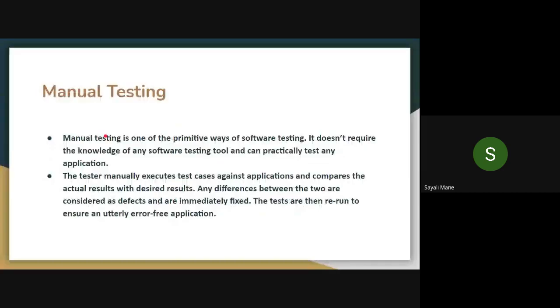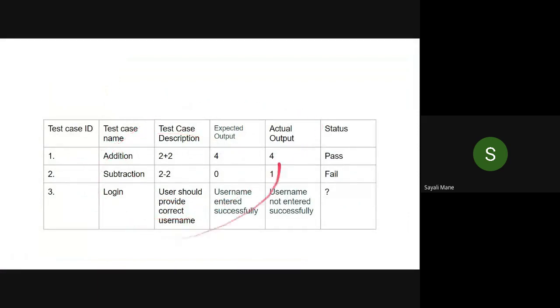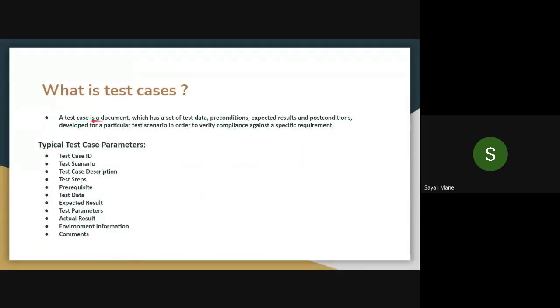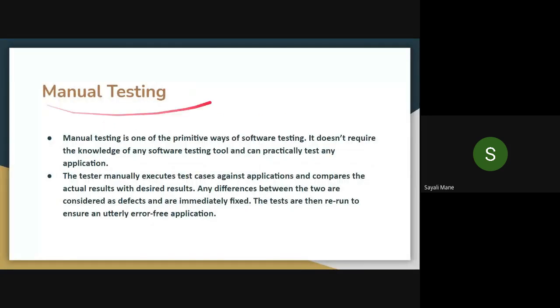Now I'll go to the next slide, that is manual testing. Now it is a very basic thing. Testing has two parts: one is manual testing, and another one is automated testing. Now these test cases, what are they? The first statement is: a test case is a document. Since it's a document, a person creates it, right? So test cases come under the manual testing category. They never come under automated testing, because for automated testing we are supposed to use some tools.